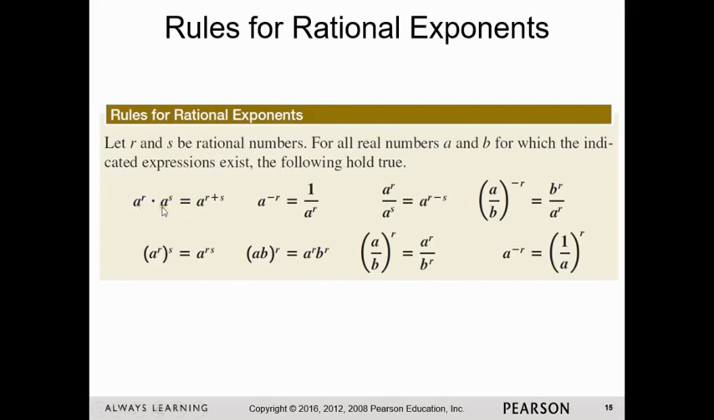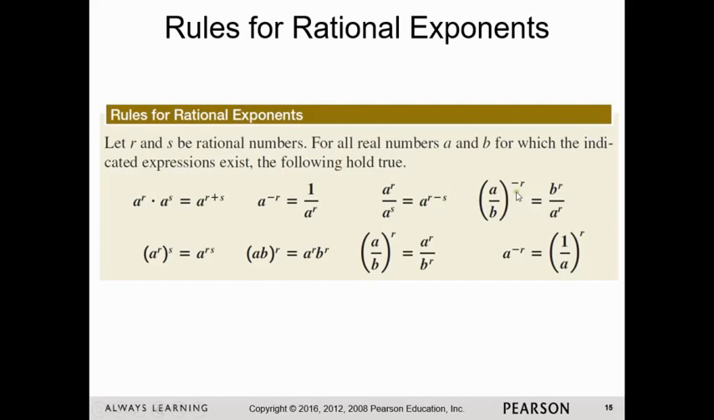Remember, when we multiply like bases, we add the exponents. Then we have the rule for a negative exponent. Remember, when we have a negative exponent, we move the base with the appropriate exponent to the opposite side of the fraction bar. Then we have the quotient rule. Remember, when we have like bases in a quotient, we subtract the exponents.